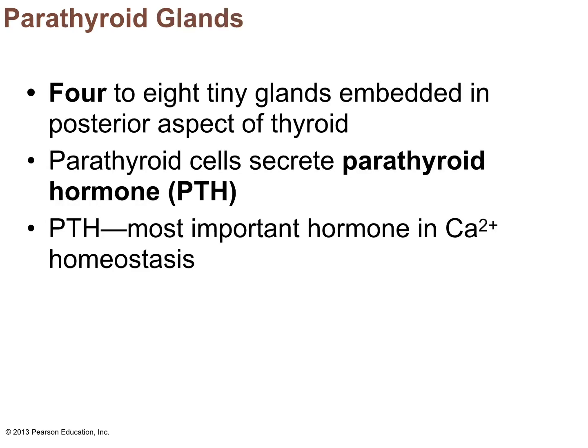So the parathyroid glands are embedded in the posterior aspect of the thyroid, and there's usually 4 of them. The function of the parathyroid gland is to produce parathyroid hormone, and the function of that hormone is to increase calcium levels. In fact, parathyroid hormone is the most important hormone in calcium homeostasis because it will essentially raise calcium levels. Once calcium levels are within normal limits, then there's a negative feedback that shuts it down.